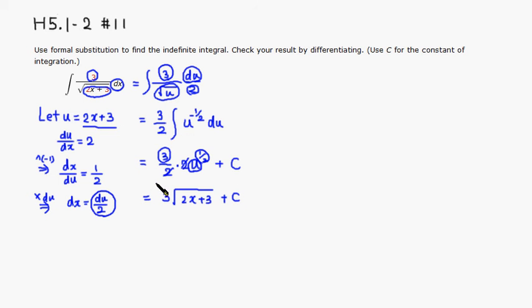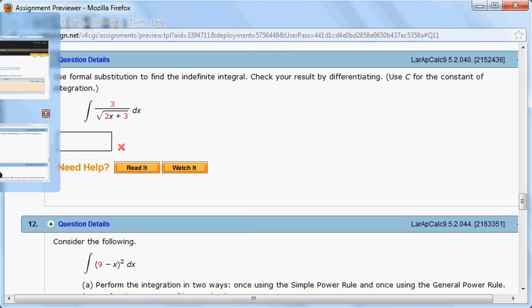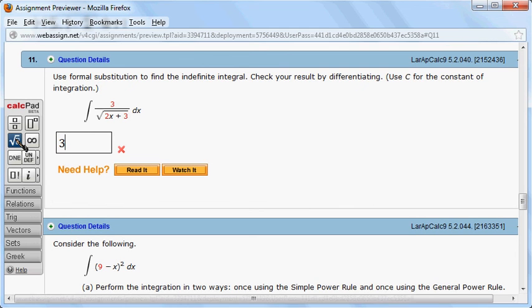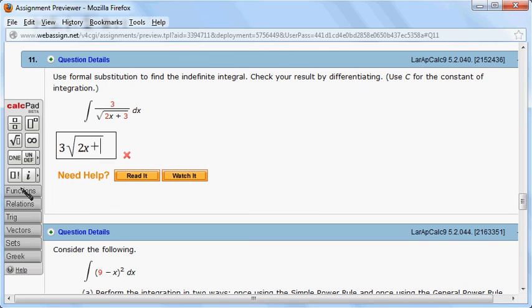So this is the antiderivative that we are looking for. Right, so let's type it in. So it was 3 times the square root of 2x plus 3, then plus some constant c.